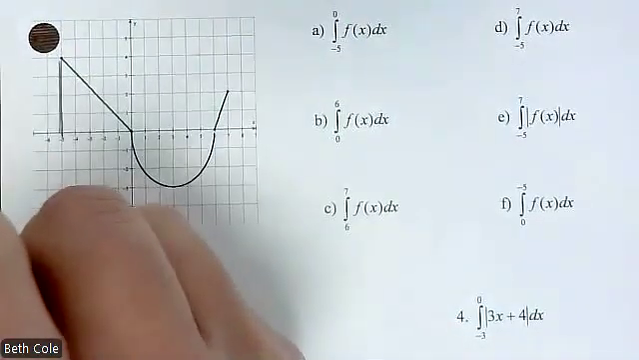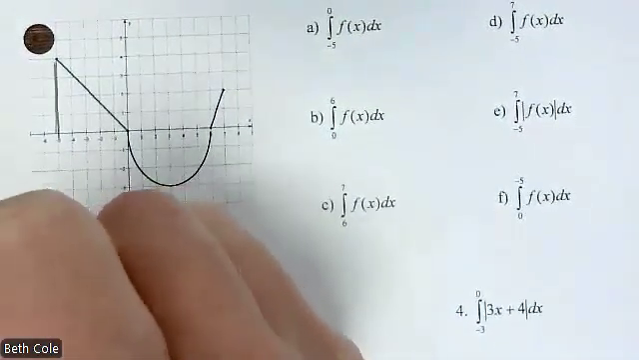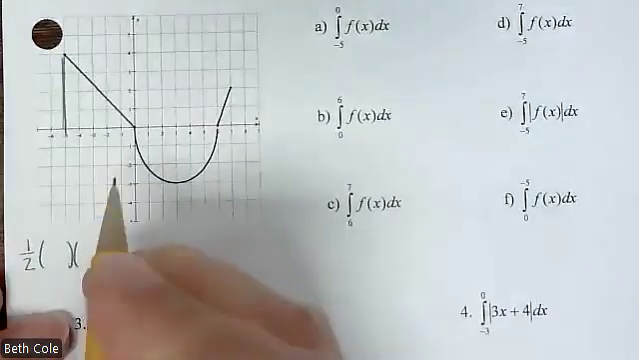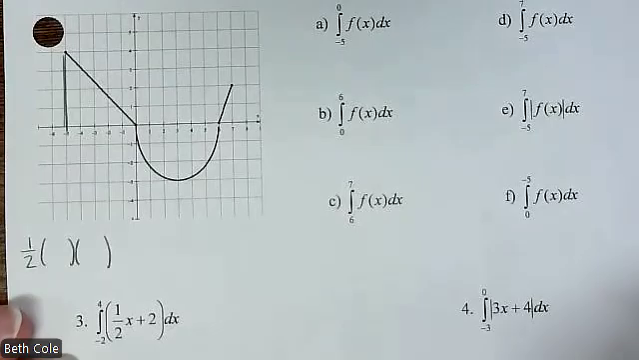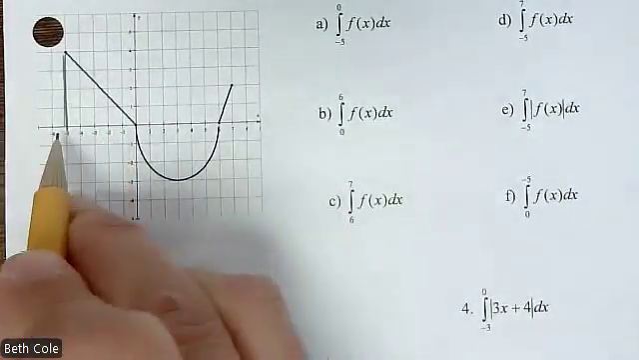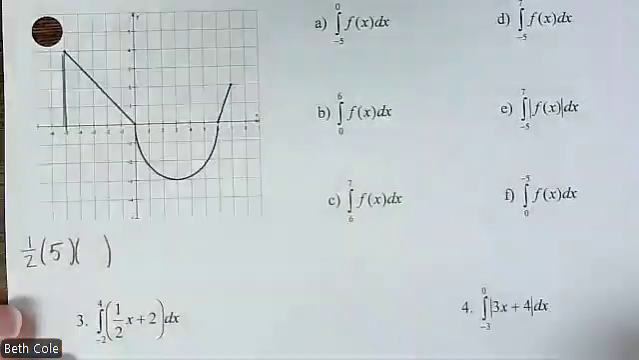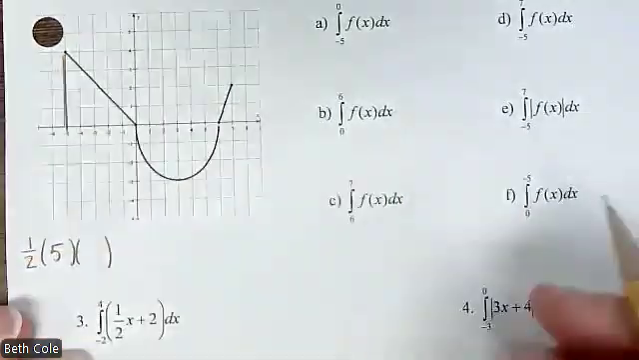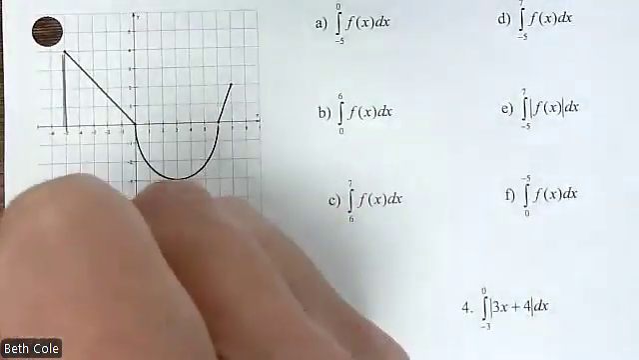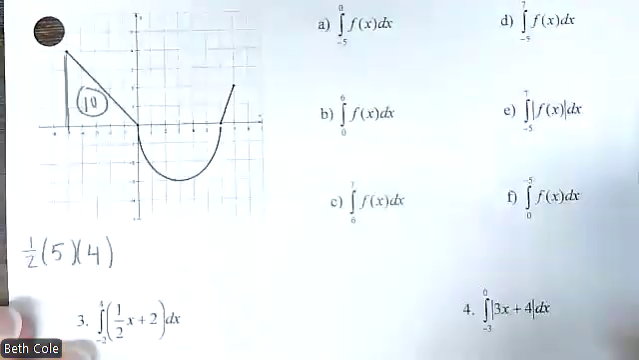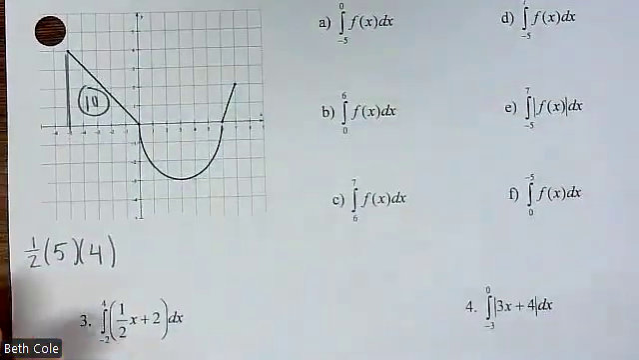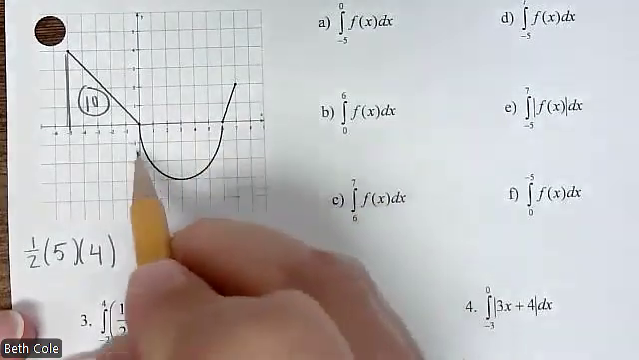Triangle. So off to the side here, I'm going to write 1/2 base times height. What is the base of that triangle? 5. Good. And the height? 4. Good. So altogether, 10. Perfect. All right, here we have a semicircle.